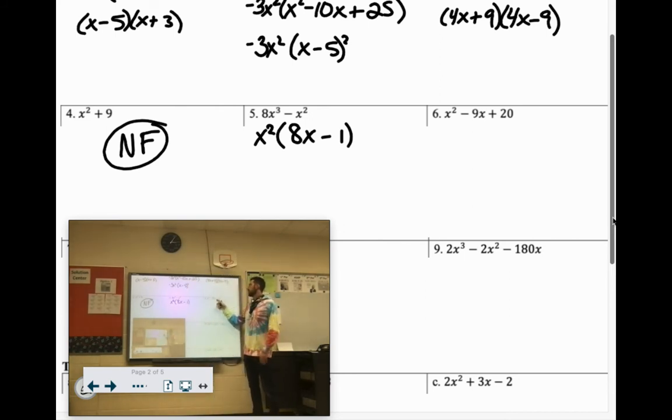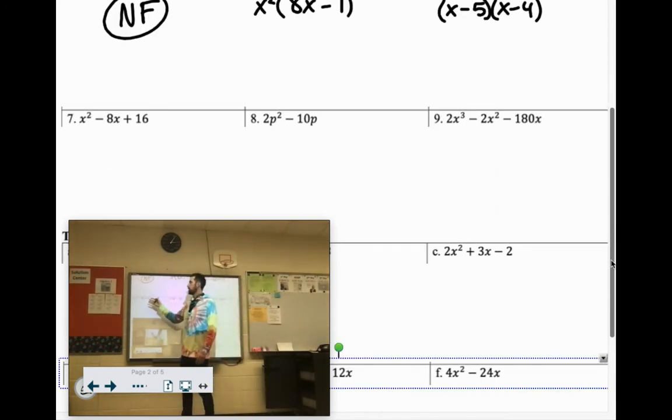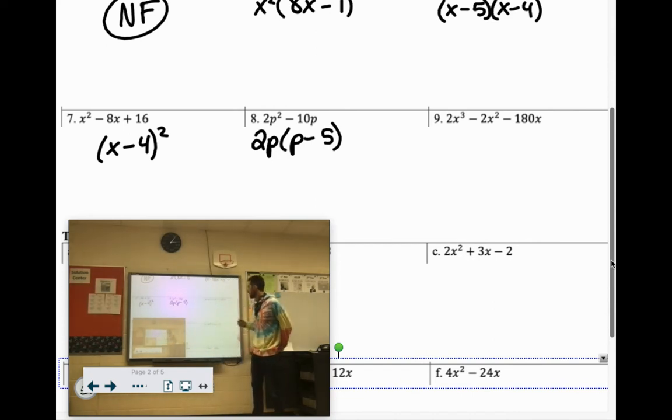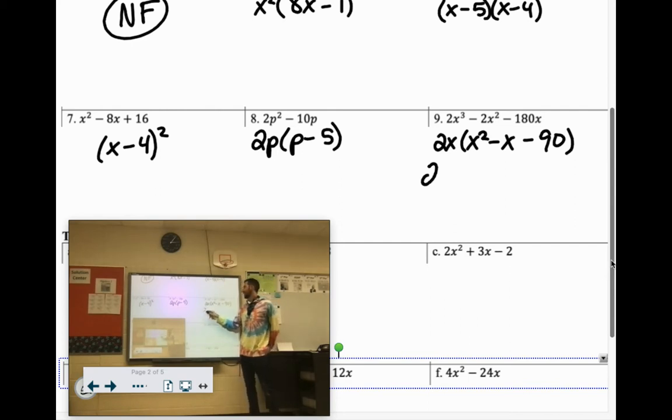Here, factors of 20 that add up to negative 9 would be negative 5 and negative 4. All right, factors of 16 that add up to negative 8 would be negative 4 and negative 4, which we would just write as x minus 4 squared. Here they have a 2p in common, which would leave us with p minus 5. That's it. That's our greatest common factor. Here our greatest common factor is 2x, which will leave us with x squared minus x minus 90. Factors of 90 that are 1 apart would be 9 and 10. So it has to be a negative 10 and a positive 9.